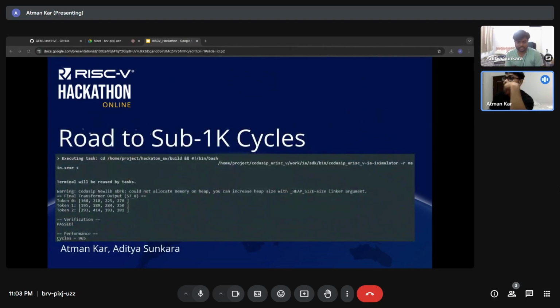So what we'll be showing is how we've achieved sub 1K cycles. We've achieved a number of cycles of 965, so that's coming down from close to 30K cycles. So it's about a 30x performance improvement.